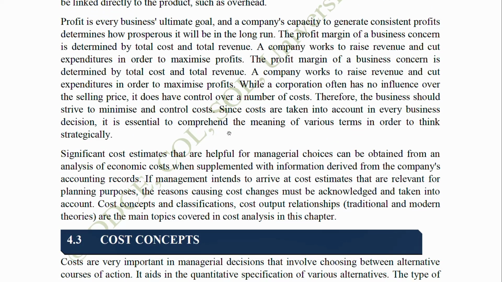Significant cost estimates that are helpful for managerial choices can be obtained from an analysis of economic costs when supplemented with information derived from the company's accounting records. If management intends to arrive at cost estimates that are relevant for planning purposes, the reasons causing cost changes must be acknowledged and taken into account. Cost concepts and classifications, and the cost output relationship, are the main topics covered in cost analysis in this chapter.